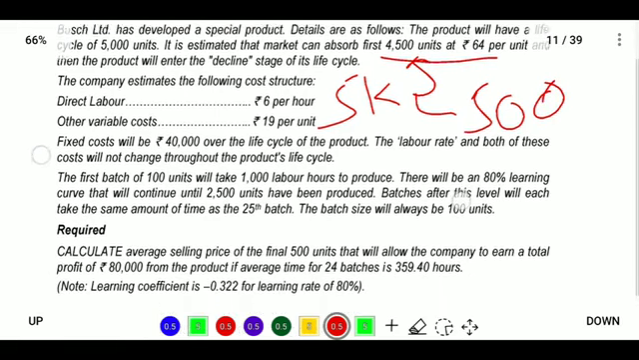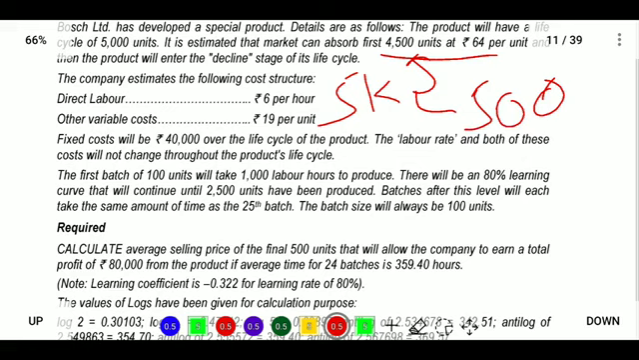Next, the company estimates the following cost structure. Direct labor will be 6 rupees per hour. So 6 rupees per hour means, from the hours we have, hours into 6 we will get the direct labor cost. Next, other variable cost is 19 rupees per unit. So we have 5000 units. 19 into 5000 units, we will get the variable cost directly, 95,000.